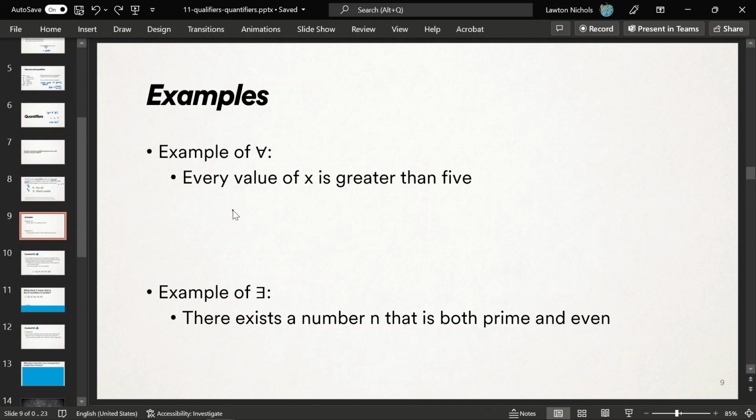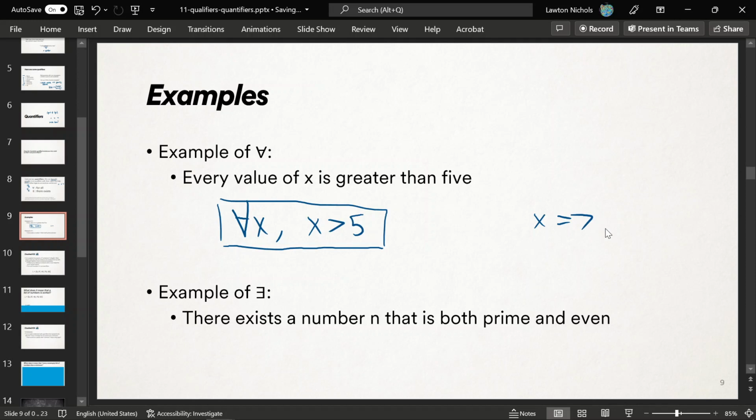And so I can say, okay, for all x, x is greater than 5. That's how you say it. No matter what x could be, it's greater than 5. And that's how you'd write it, okay? So this is a logical sentence now that could be true or false. And I am asserting that it's true, which means that x could be 7, that would work out, but x cannot be 2, right? If I'm saying that this is true, x better not be 2, okay?